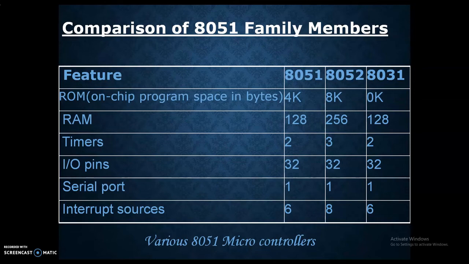Now coming back to the 8051 family members. We are comparing between 8051, 8052 and 8031 microcontrollers. The on-chip ROM in 8051 is 4 kilobytes and in 8052 it is 8 kilobytes. But surprisingly, in 8031 there is no on-chip ROM, whereas 128 bytes of RAM is there. And 8051 and 8031 both have two timers, 32 IO pins, one serial port, and 6 interrupt sources.